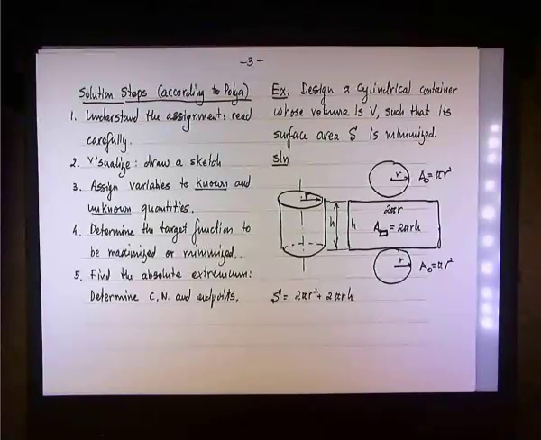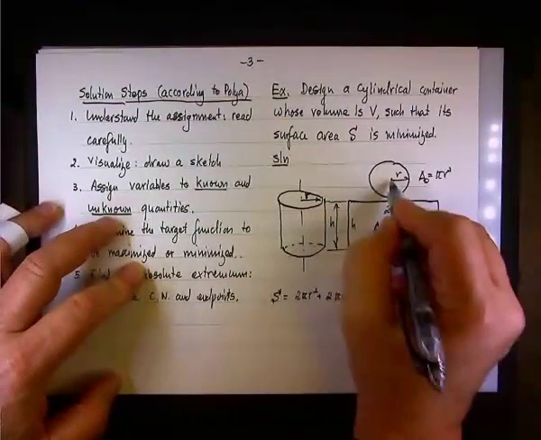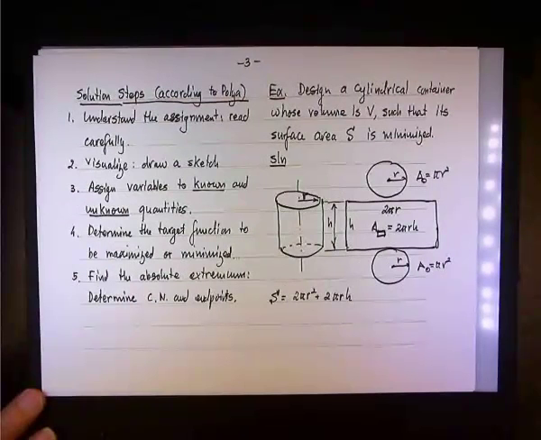So what else can we do to eliminate one unknown? What is it that we know about the cylinder that we haven't used yet? Okay, let me ask a related question. Going into the assignment, what is given to us? What is it that we know? All we know is the volume is V.